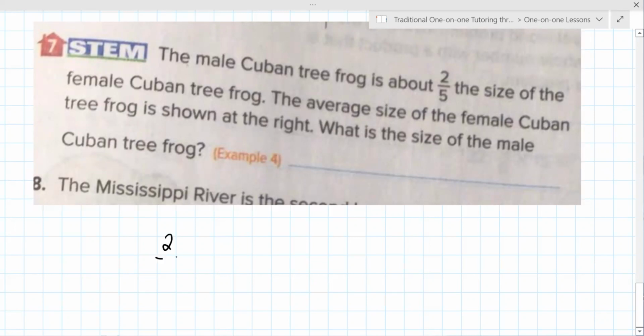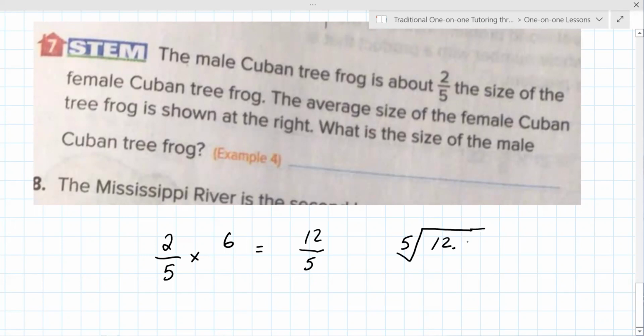Smaller, yeah. So we're going to take this 2/5 and multiply by 6 because 6 is the length of the female Cuban tree frog on the right. Can you simplify this for us? So it's 12 over 5. Yeah, and then you cannot reduce that. Now, you do need to divide it though.